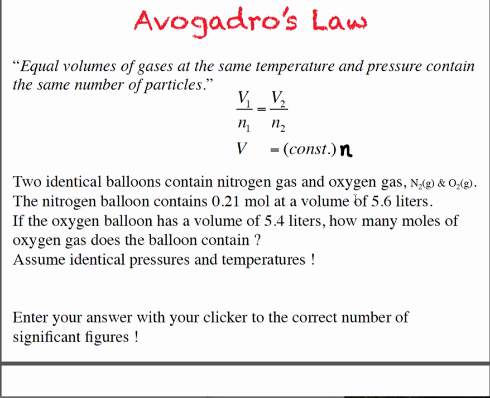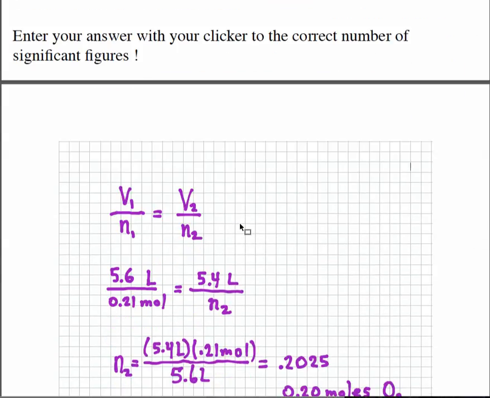So, in other words, if we had two balloons at the same pressure and the same temperature, their volume, 5.6 versus 5.4 liters, would be a relative measure of how many particles we had. So if we knew somehow 0.21 moles of gas in a 5.6 liter balloon, how many moles of gas in a 5.4 liter balloon? In essence, it's just a simple proportion.